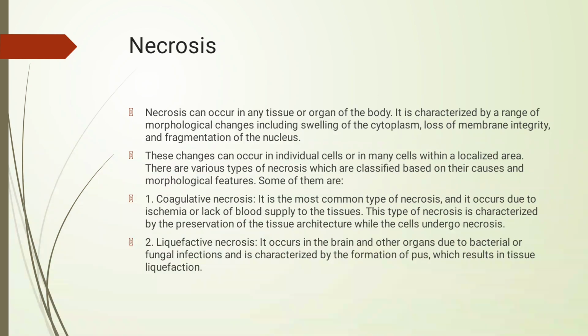Necrosis is classified into many types. The first one is coagulative necrosis. This occurs due to ischemia, or lack of blood supply to the tissues. Then liquefactive necrosis occurs in the brain or other organs. It is characterized by the formation of pus.